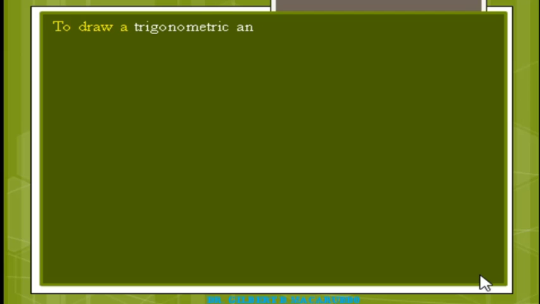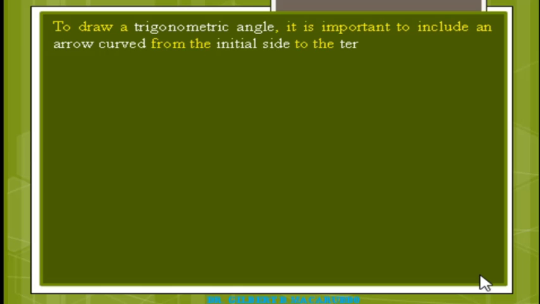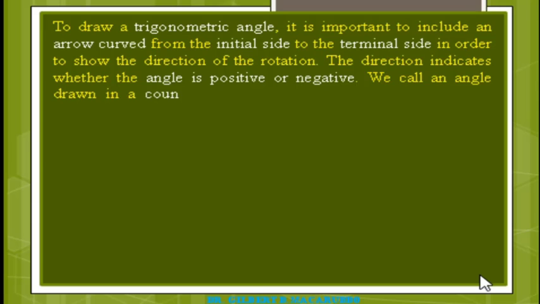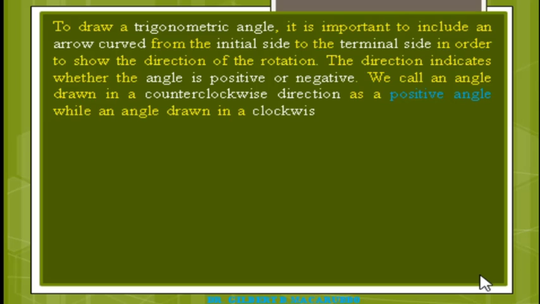To draw a trigonometric angle, it is important to include an arrow curve from the initial side to the terminal side in order to show the direction of the rotation. The direction indicates whether the angle is positive or negative. We call an angle drawn in a counterclockwise direction a positive angle, while an angle drawn in a clockwise direction is a negative angle.